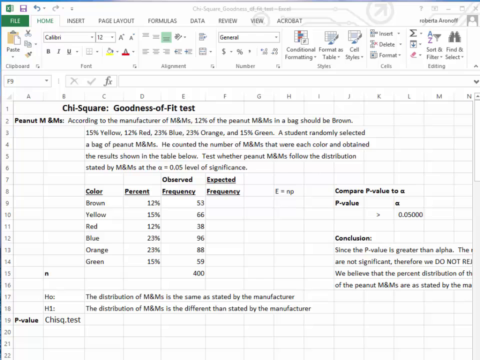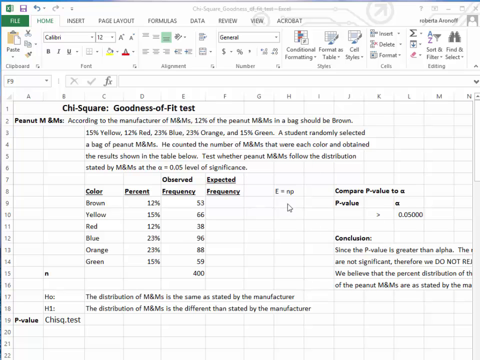A student randomly selected a bag of peanut M&Ms, and he counted the number of M&Ms of each color and obtained the results that we see in the table below. Notice that is our observed frequency. What we want to do is test whether the peanut M&Ms in our bag follow the distribution stated by the manufacturer, and we're using a 5% level of significance.